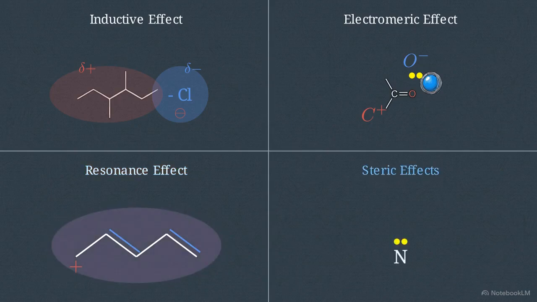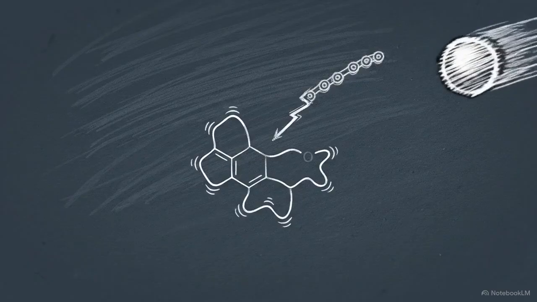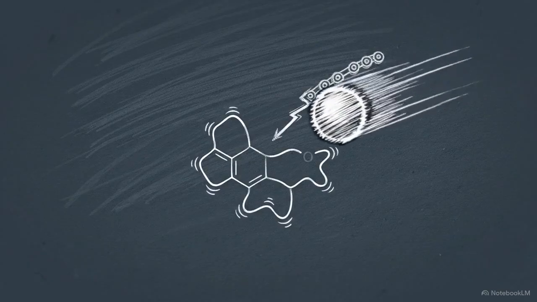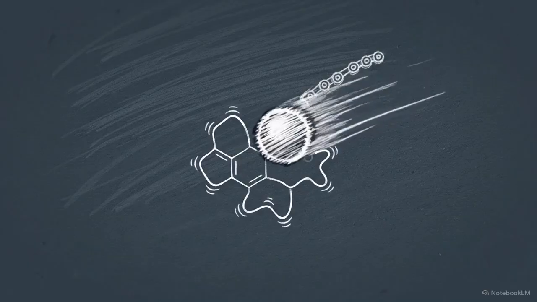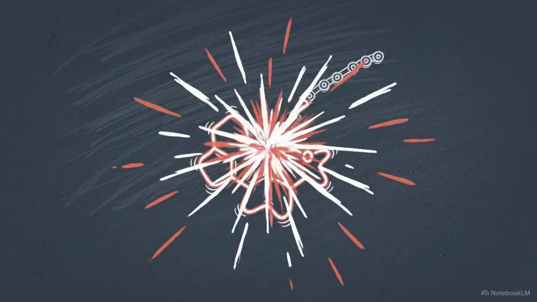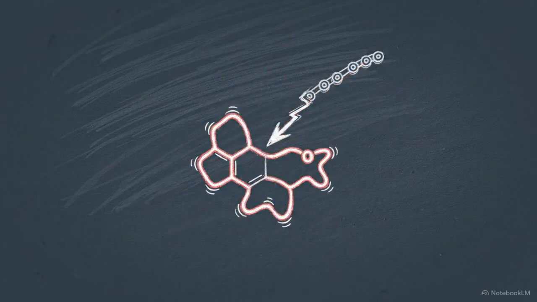Finally, steric effects describe the physical crowding caused by bulky groups. Large substituents surround the central atom and restrict access to the lone pair, which prevents incoming protons from binding and weakens the molecule's basicity. By analyzing these four invisible electronic forces, you can accurately predict how a specific molecule will respond to an incoming reagent.